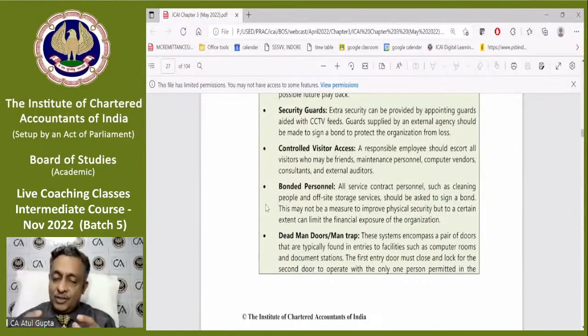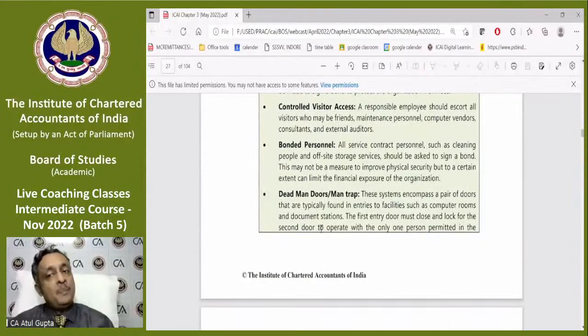Dead man door and man trap. These are a specific pair of doors. They are found at entry of, say, a computer room. So it's like a combination door, A and B. Suppose you're entering from door A. The door A opens, you come inside. Now, unless you close door A, door B will not open. And the space between the two doors is only sufficient for one person to enter. So it ensures single entry. It ensures that no one misuses that entry gate. That is dead man door or man trap.